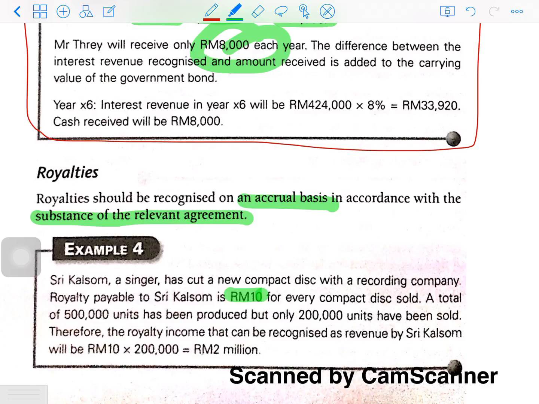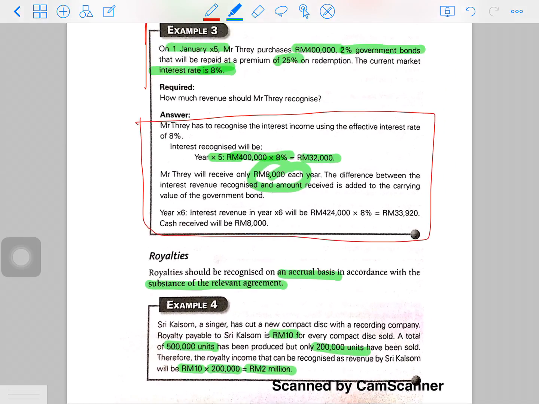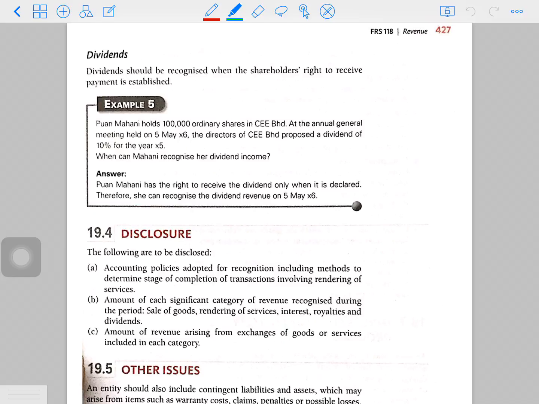Accrual meaning how much you earn. She has produced 500,000, but what has been sold is only 200,000, right? So the amount accrued would be $10 royalties times 200,000 units, which is 2 million. Okay, 2 million. That is with regard to royalties, an example.